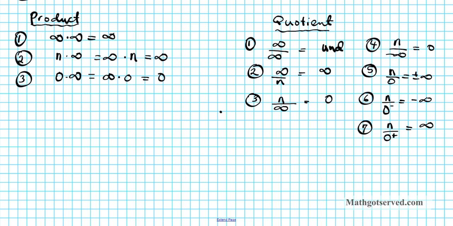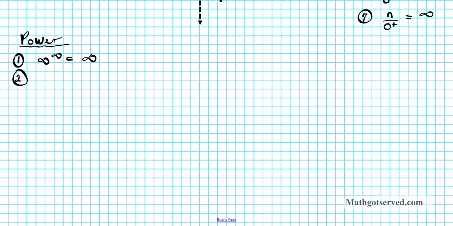Okay, let's take a look at power of limits. See if we can make some sense of that. So if we're dealing with powers. Number 1, if you have infinity raised to the infinity, that's clearly infinity. Number 2, if you have infinity raised to a finite power, that's also infinity.